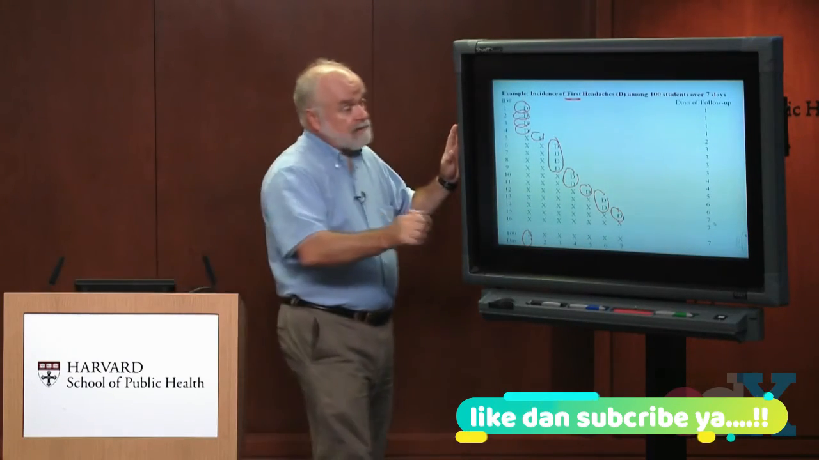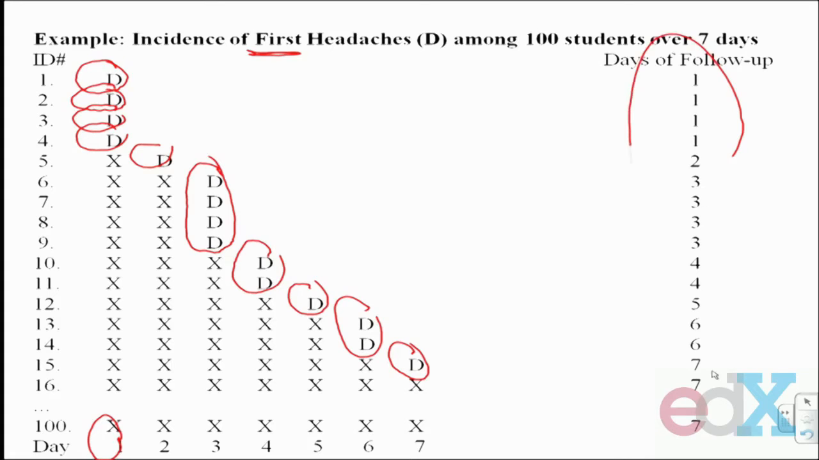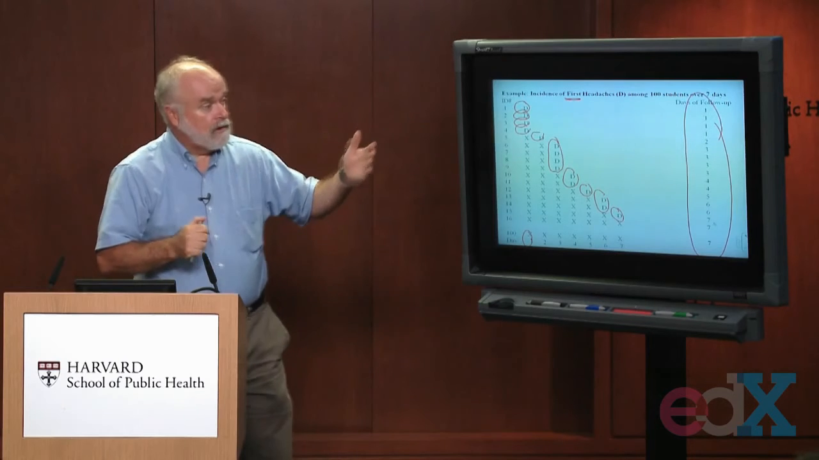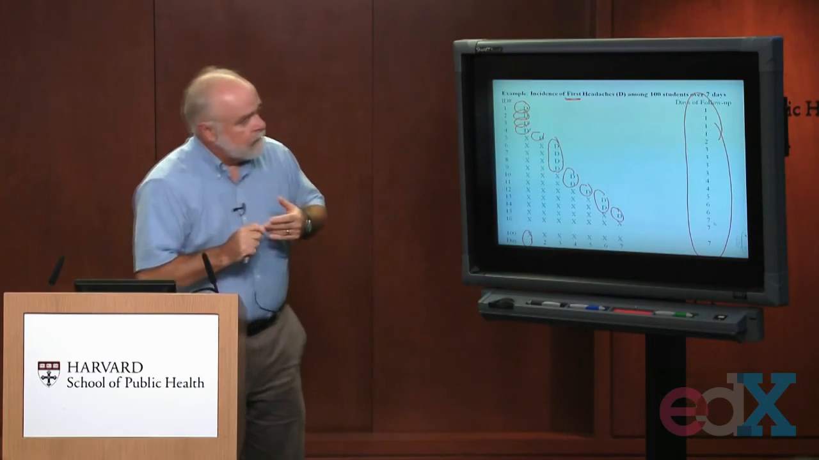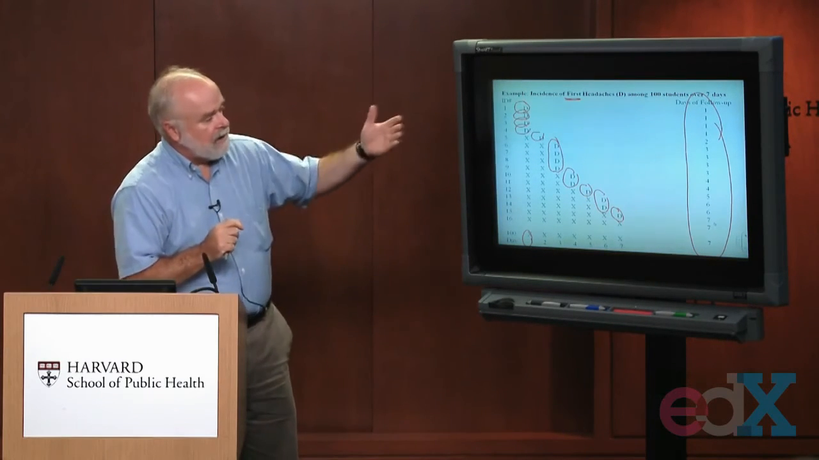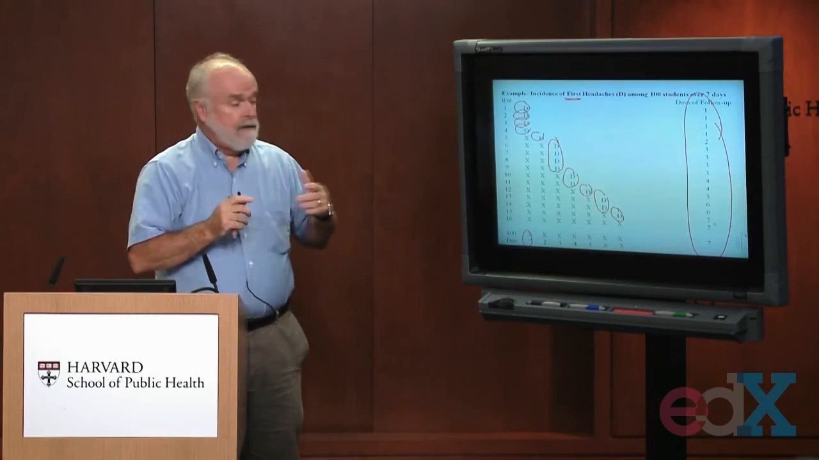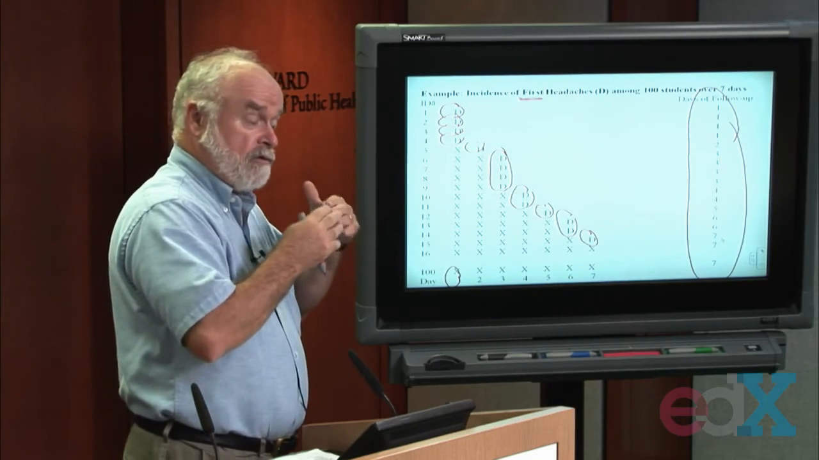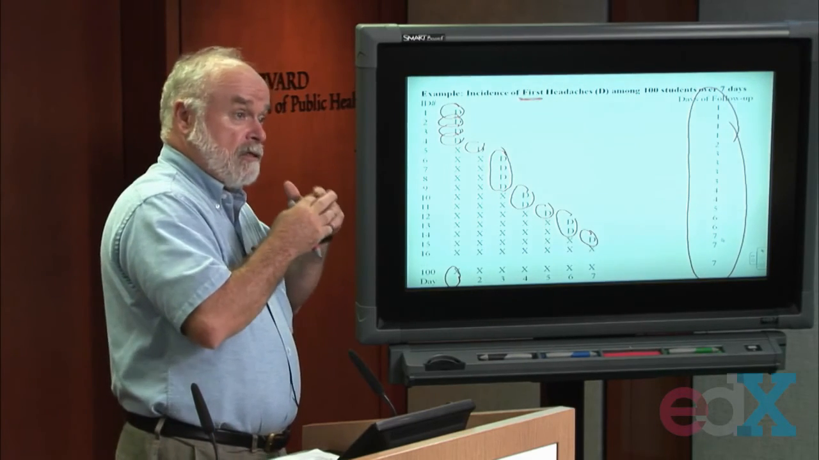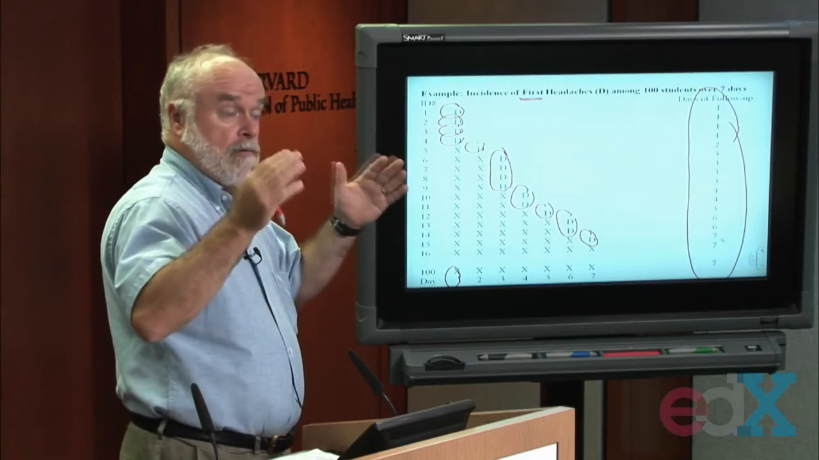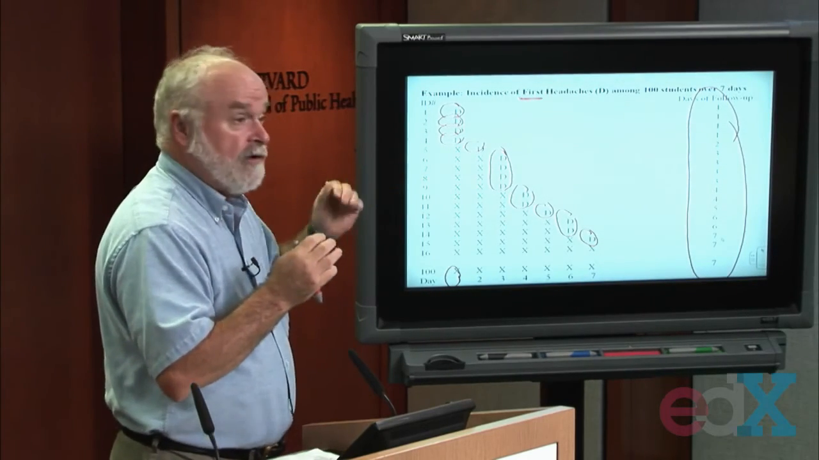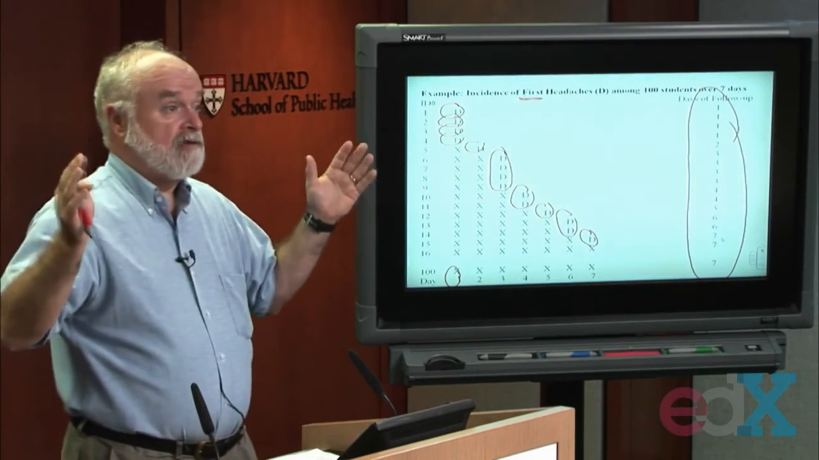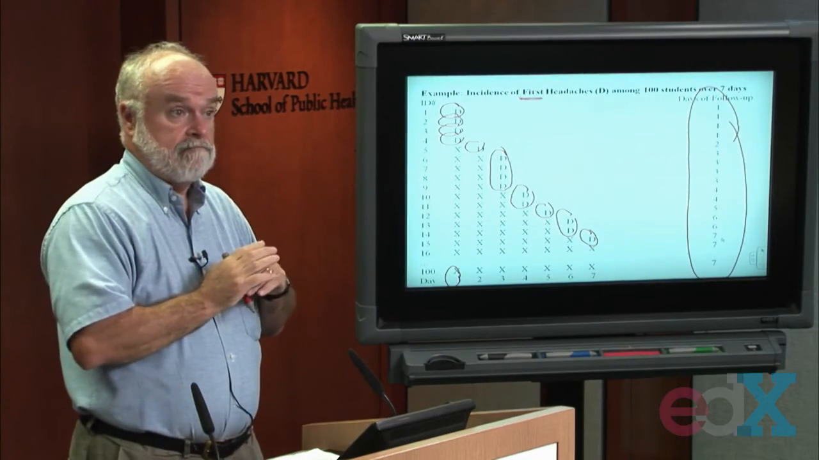So what's in this last column is the amount of time each person was followed until they developed a headache. 1 day for the first 4 people, 2 days for the next person, 3 days for the next 4 people, etc. or 7 days, meaning for those who never developed a headache, they answered no, no, no, no, no, no for 7 days. They were followed for 7 days. Their follow-up time is 7 days, and the study ended.